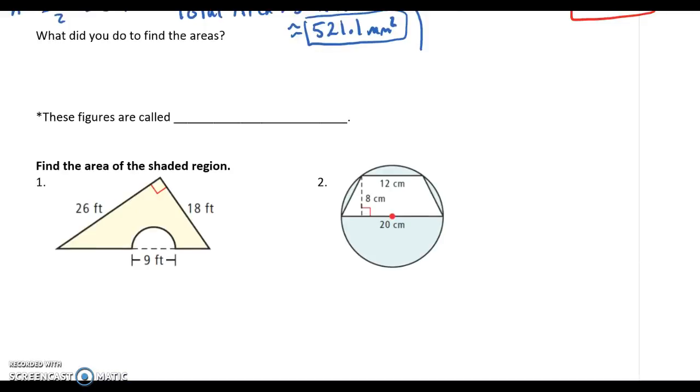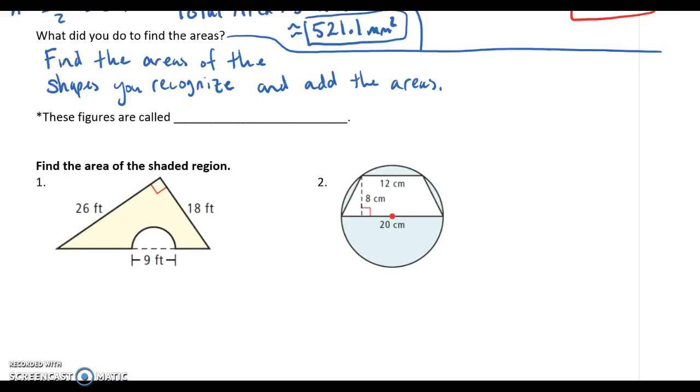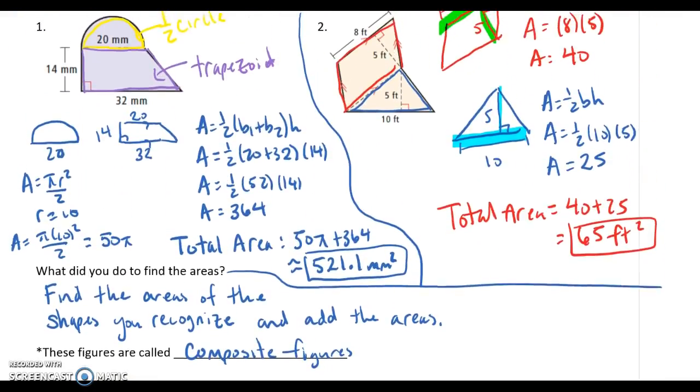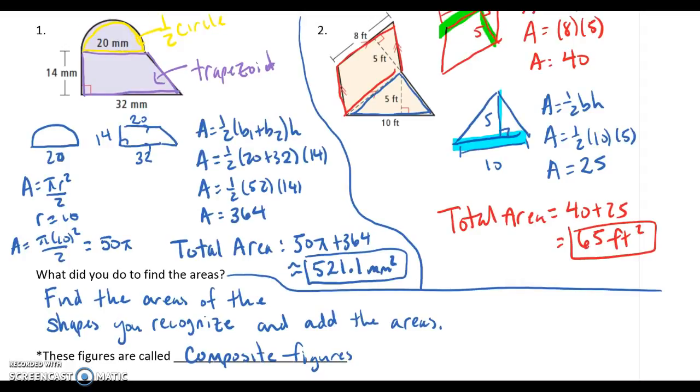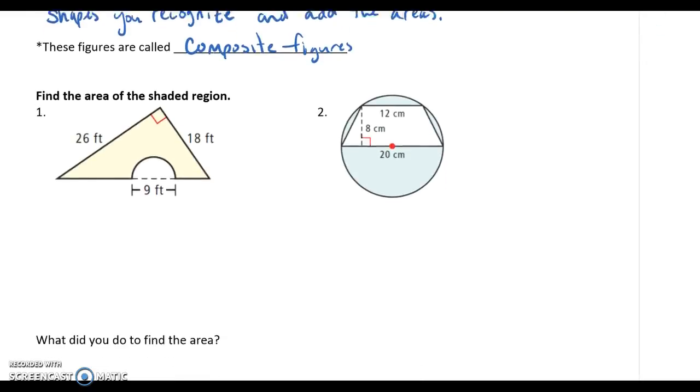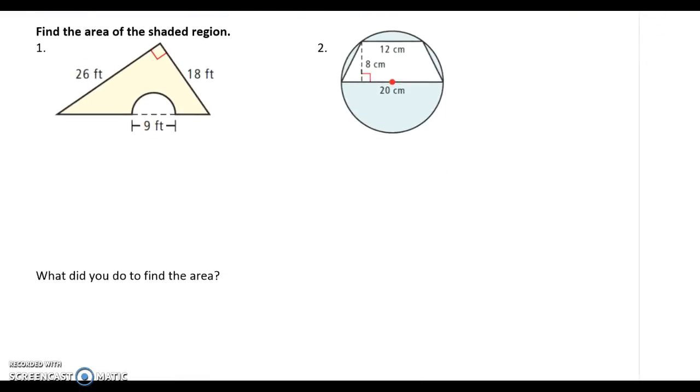So again, all we're going to do is find the areas of the shapes you recognize and then add the areas, just making sure you don't pick overlapping regions. And again, these are what we call composite figures. Okay, so once again, these are for the shapes where you'll see shapes on top of each other, shapes that are stacked together.